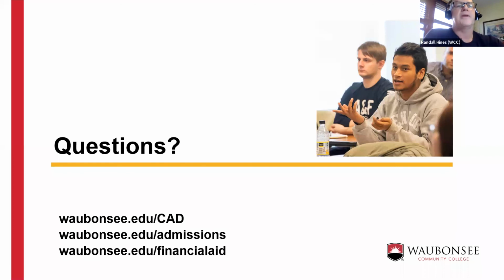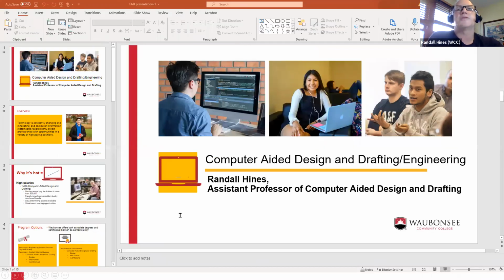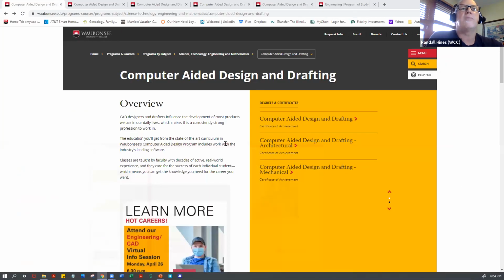Questions? There are a couple of areas here that you can go to get information. Waubonsee.edu/CAD. You can go to Waubonsee.edu/admissions, or you can go to Waubonsee.edu/financialaid. And I'm just going to switch screens here and get out of the PowerPoint. So if you go to the Waubonsee CAD page, you're going to end up at this area here.